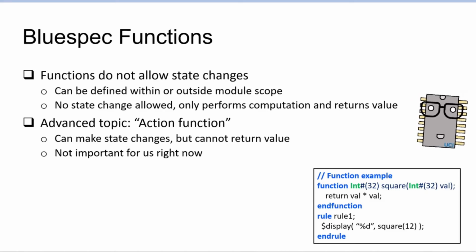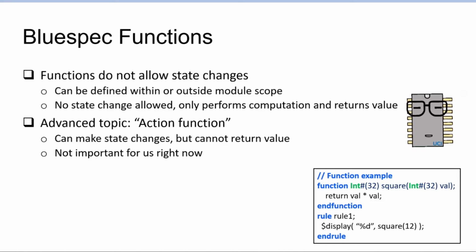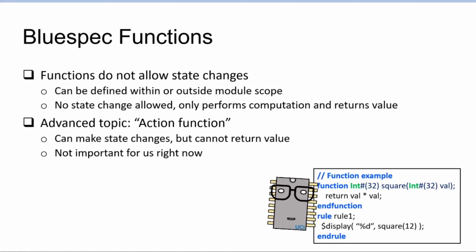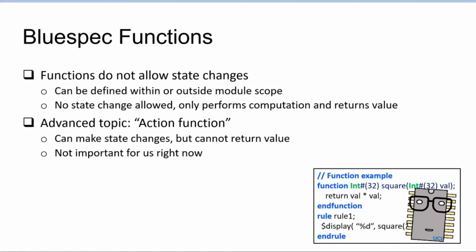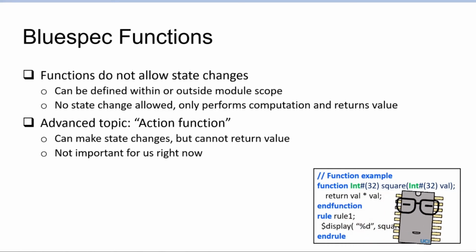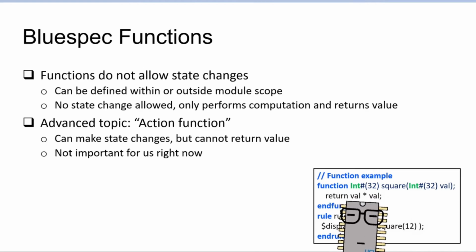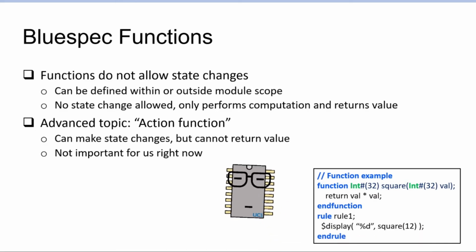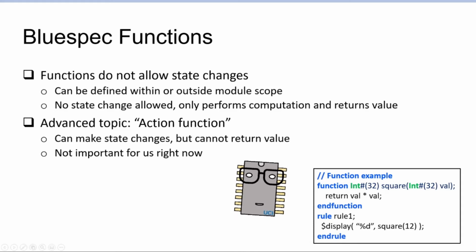Functions do not allow state changes, partially because it can be defined outside the module as well, so state changes won't make sense there. So it only encapsulates some computation on a set of input parameters and then returns a value. For example, we can have a function called square, which takes an Int 32 parameter and returns Int 32. Integer here is signed integers, and it returns a value multiplied by value. And this function called square can be used within other rules.